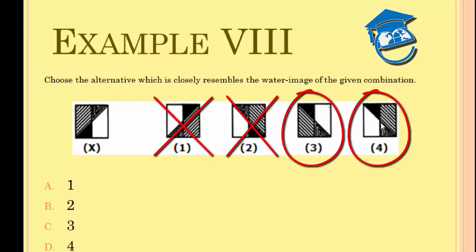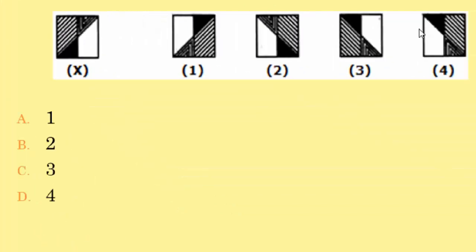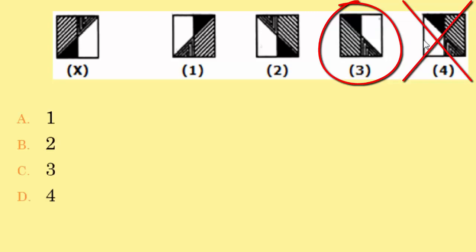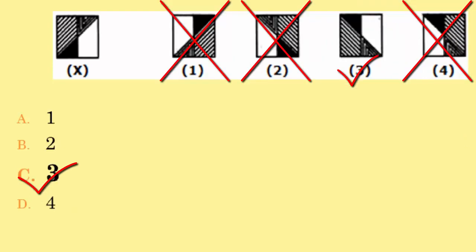Now I am left with options 3 and 4. In both of these, there is a black right angle triangle on top. And similarly, this figure with the diagonal stripes on the left top will come to the bottom. This will be at the bottom on the left hand side, which is correctly represented in option 3 and not in option 4. In option 4 it is blank, which can't happen. This blank portion, since it is on the right in the main image, it will remain on the right in the water image also. So I can eliminate option 4 and I will select option 3 as the correct answer choice, and I will mark C as the correct answer.